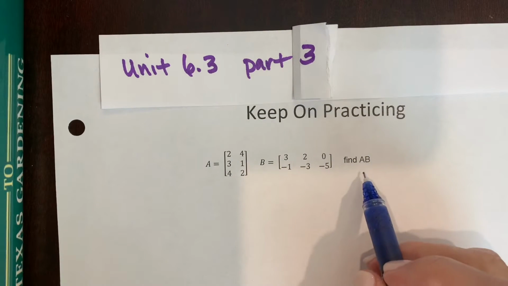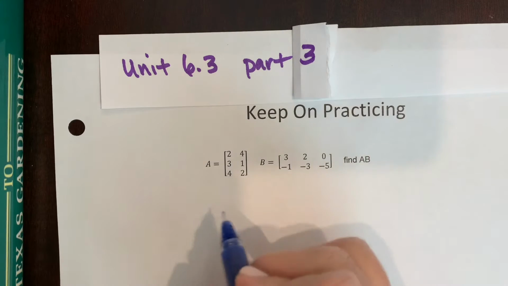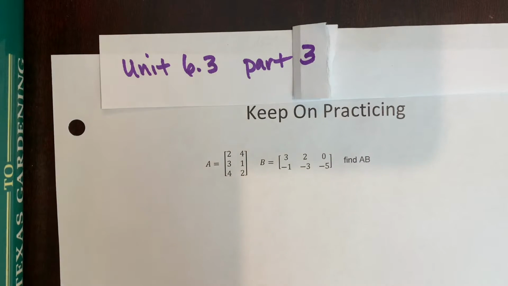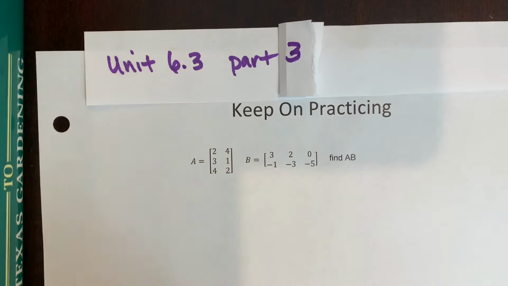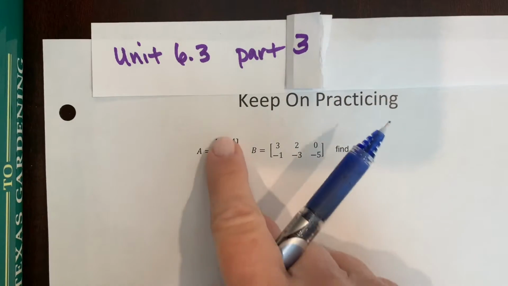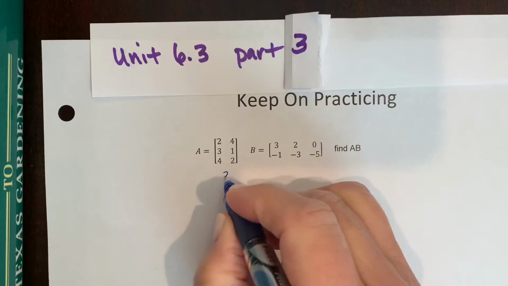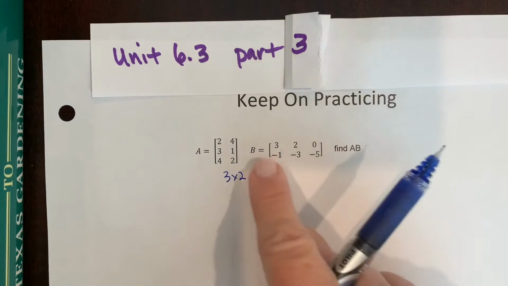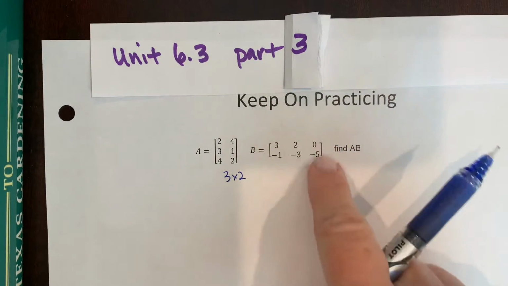Okay, so to multiply A times B, first of all, I want to look at what size they are because I would get so excited if maybe this was one of those no solutions. So A is a 3 by 2, and B is a 2 by 3.